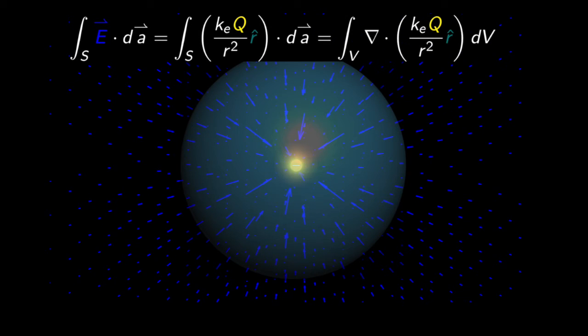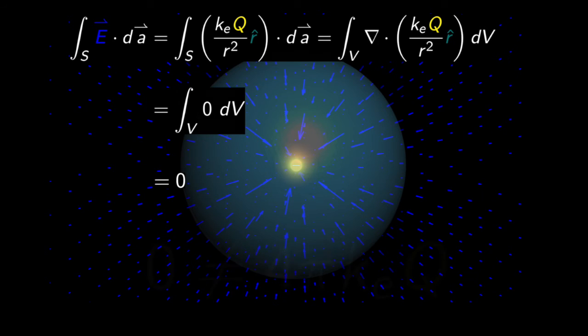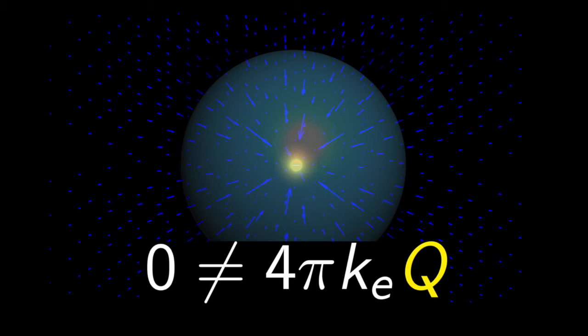Now, let's go back and compute the same integral using the divergence theorem. The integral of E over the surface of S is the same as the integral of the divergence of E over the ball enclosed by S. But, as we just calculated, the divergence of E is 0. Therefore, the whole integral is 0. This is what I call the point charge paradox. 0 is not equal to 4 pi k_e q.